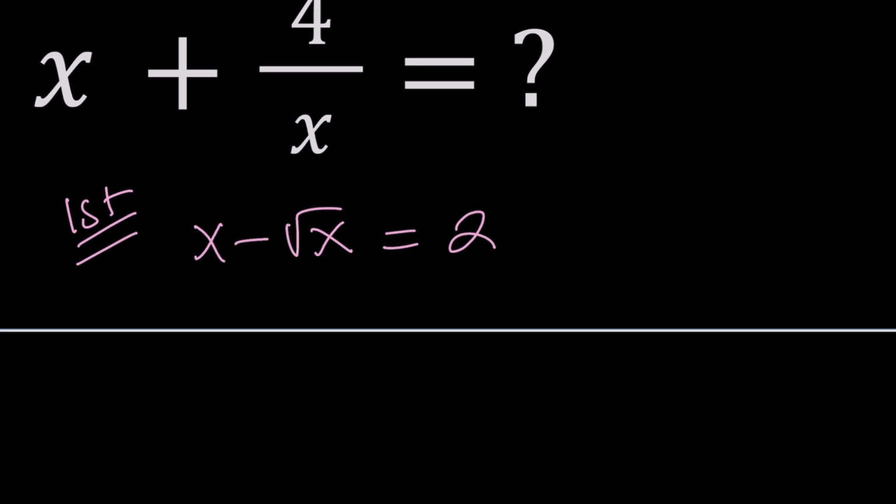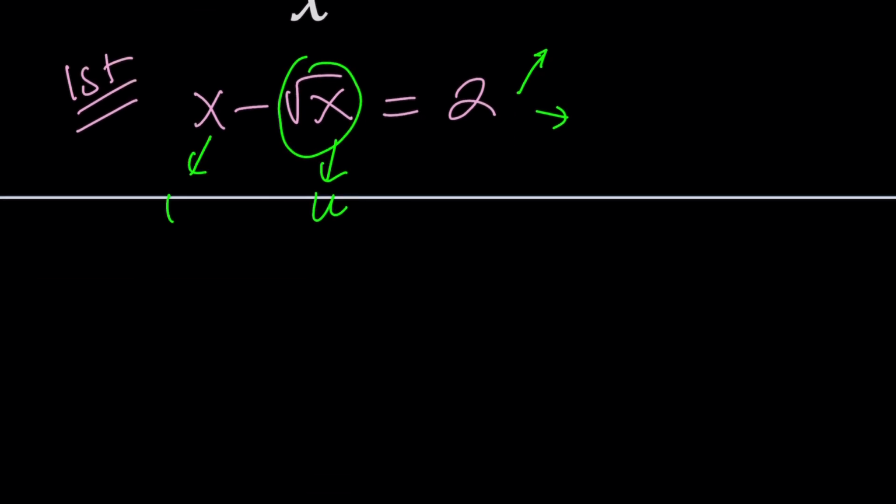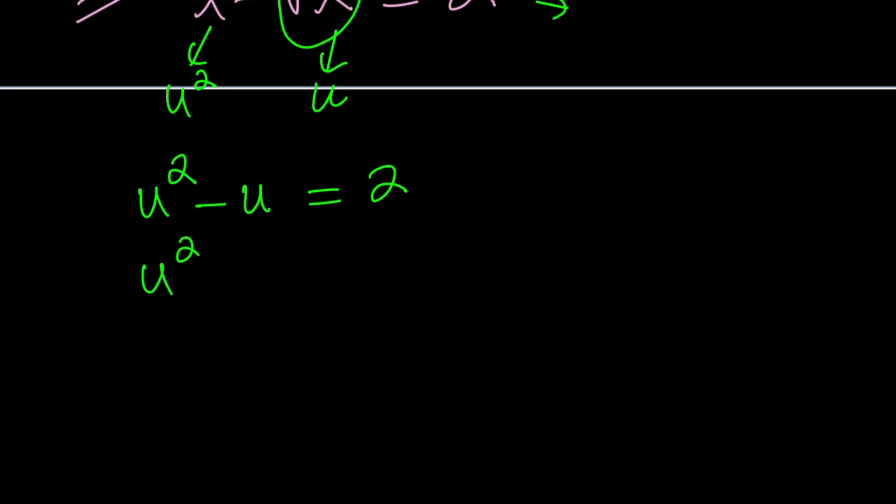So how do we solve for x? Good question. There's a couple of ways to go about it. One method is you can isolate the radical and square both sides. Second way is set square root of x equal to something, which is the method that I'm going to use here. Let's go ahead and set this equal to u. So x becomes u squared. So you get u squared minus u equals 2. And then by putting everything on the same side, you do get a quadratic equation. But not only that, you do get something that is factorable, which is beautiful.